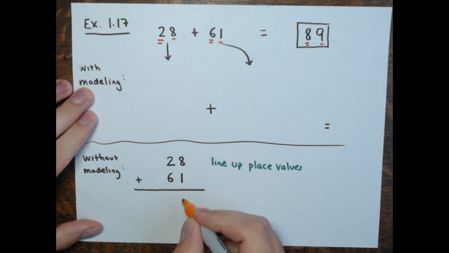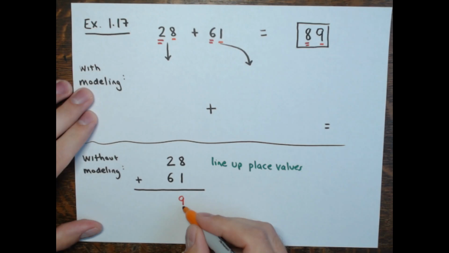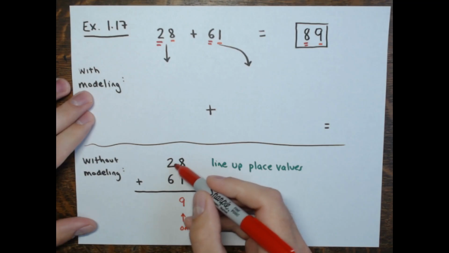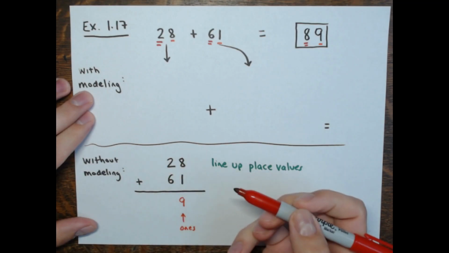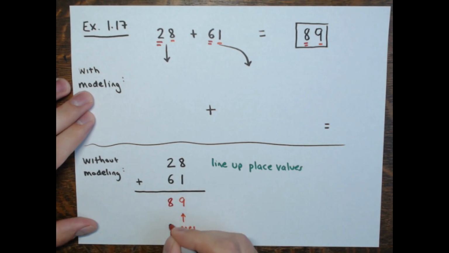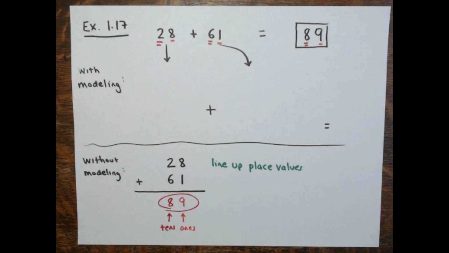8 ones plus 1 one, that's 9 ones. So 8 plus 1 is 9 in the ones place. So again, I'll put that down here. This is the ones place. And then keep going to the left here, you add up the tens. 2 tens plus 6 tens. 2 plus 6 is 8. So there are 8 tens, 9 ones. The sum, as we said earlier when we were modeling, is 89. So you'd have 89 blocks if you were modeling like we saw.